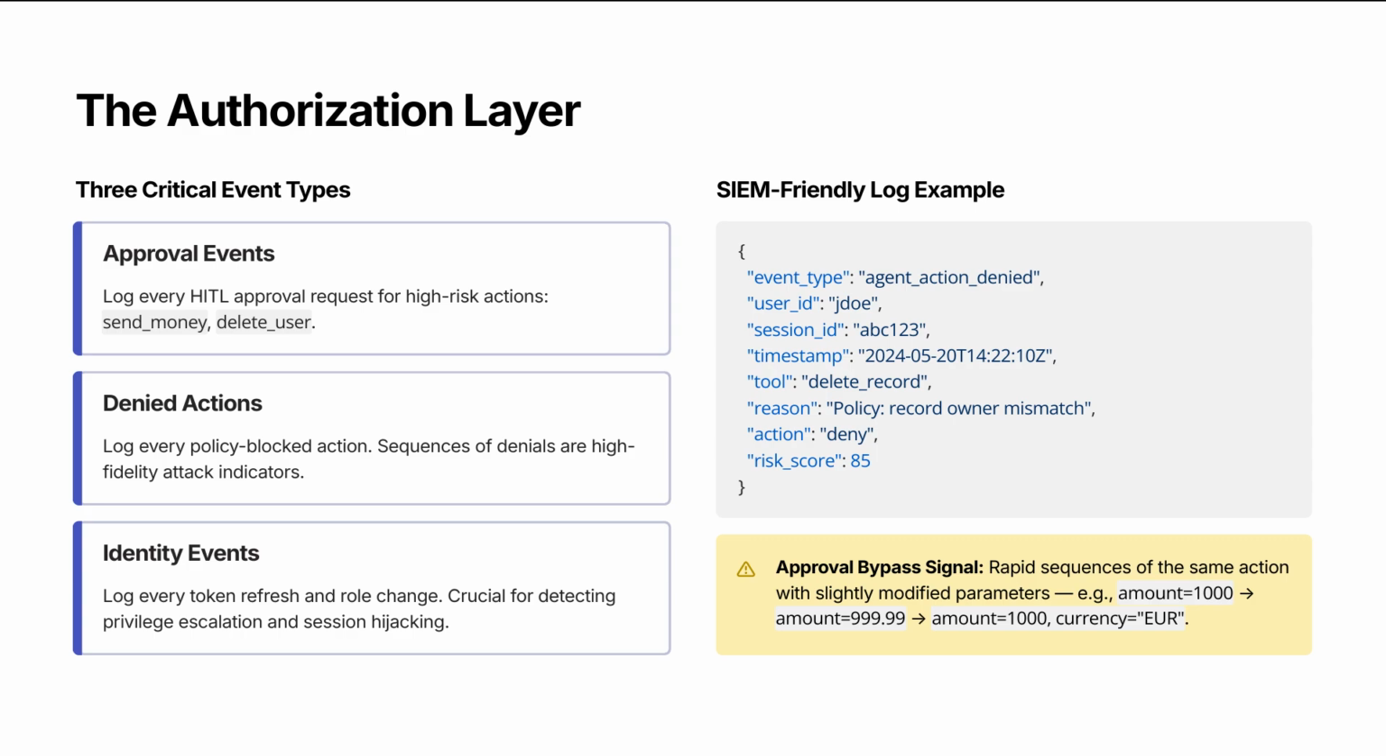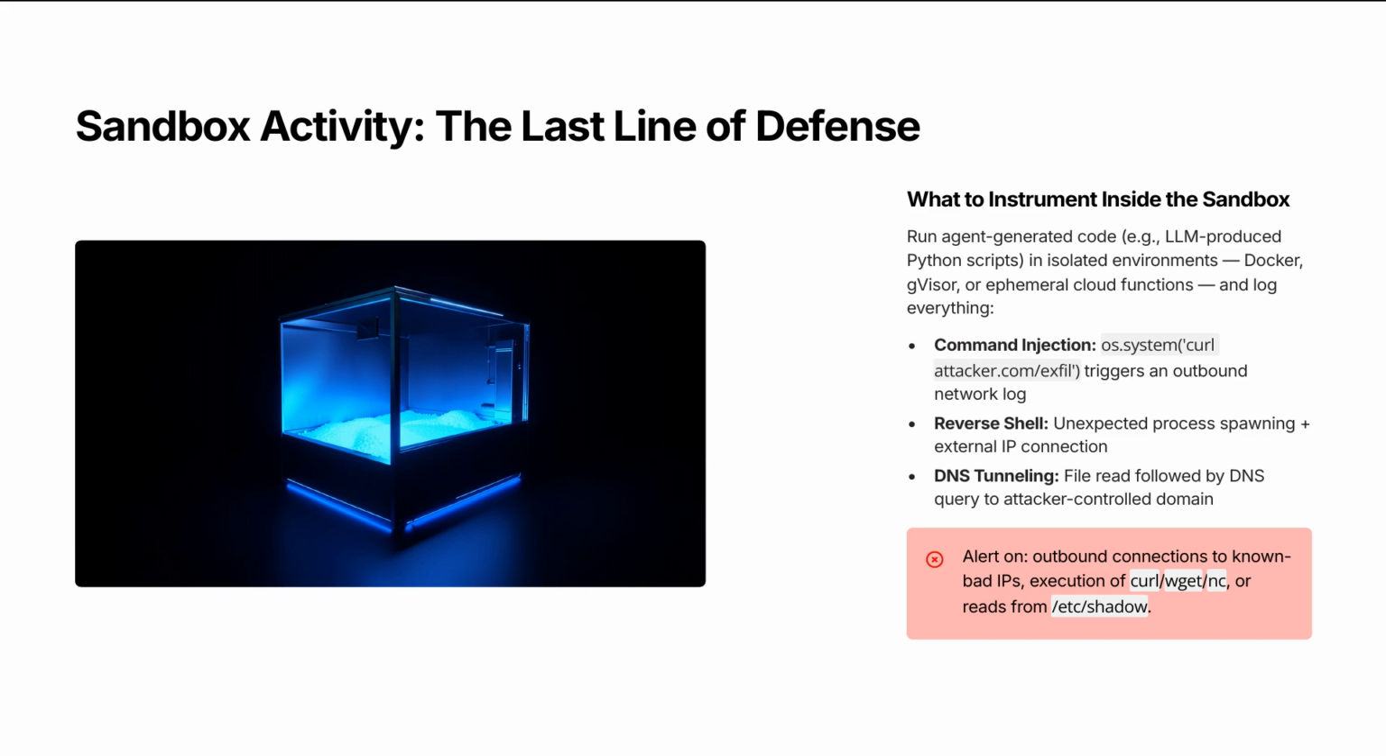One especially useful signal is approval bypass behavior. Watch for rapid retries of the same action with slightly altered parameters, like changing an amount from 1,000 to 999.99 or switching currency values. That kind of probing often indicates an attempt to slip past policy checks rather than a normal user workflow. Inside the sandbox, the goal is simple. Assume generated code may turn hostile and make its behavior fully observable.